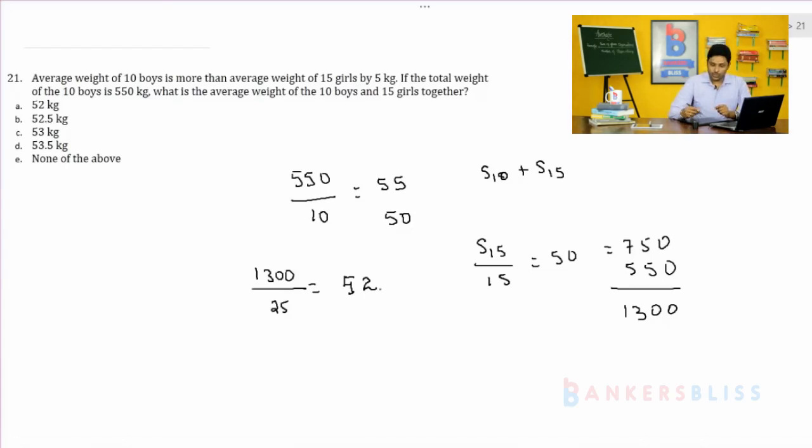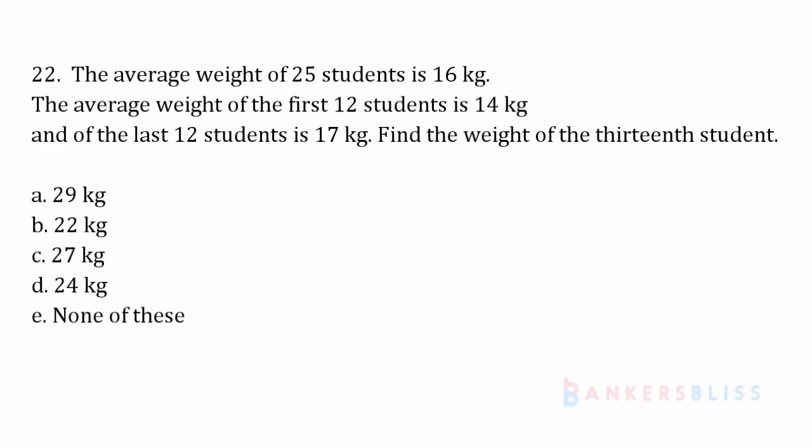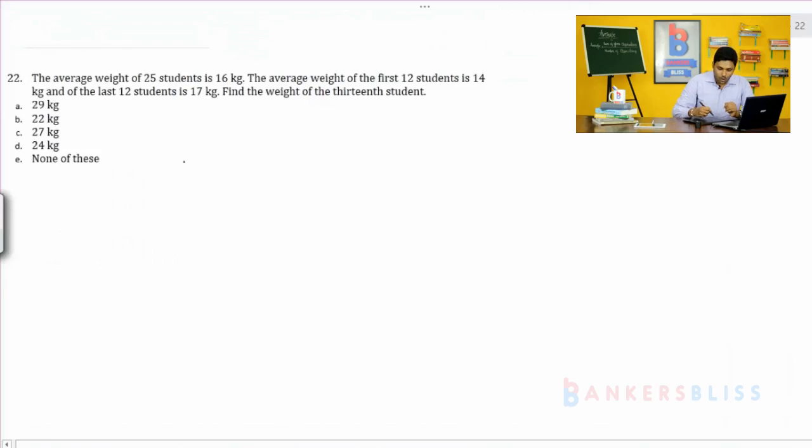Let us go to problem number 22. The average weight of 25 students is 16 kg. The average weight of the first 12 students is 14 kg and the last 12 students is 17 kg. Find the weight of the 13th student. Altogether for 25 students the average is 16 kg. From the first person to the 12th person, the average weight is 14. Next, from the 14th person to the 25th person, the average weight is 17. You have to calculate the 13th person who is in the middle.